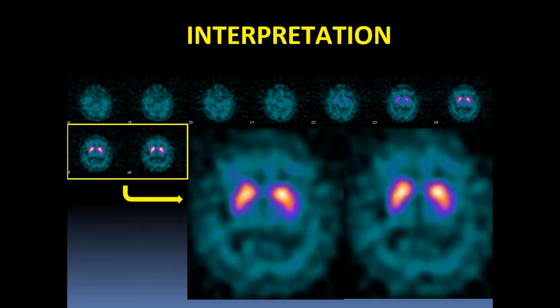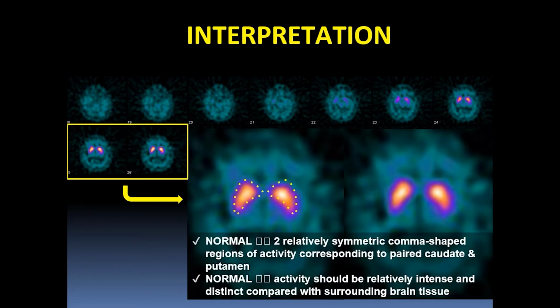Now, I want you to focus here on the lower left corner, and if you look at those images there, what you're seeing here is a nice case of normal uptake. This is intense comma-shaped uptake that isolates to the striata, and you have low uptake in the background. The uptake is relatively symmetric, so this would be an excellent example of normal.